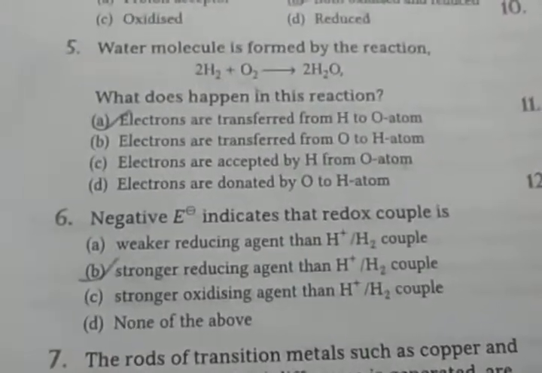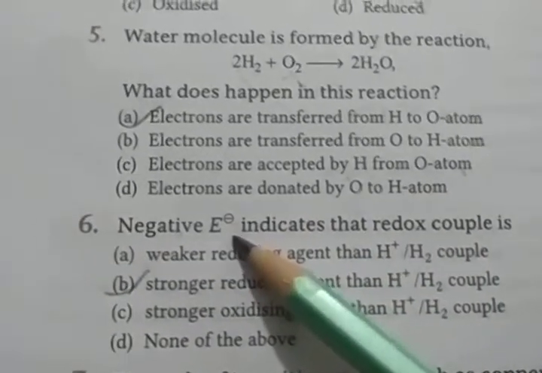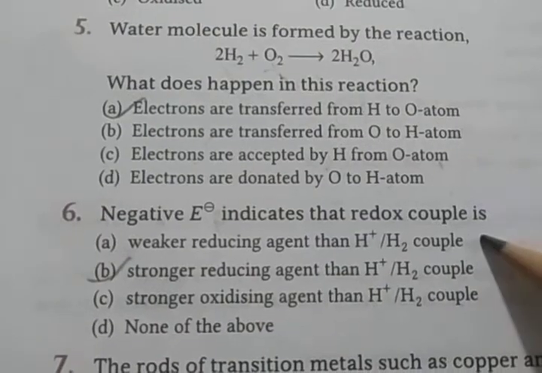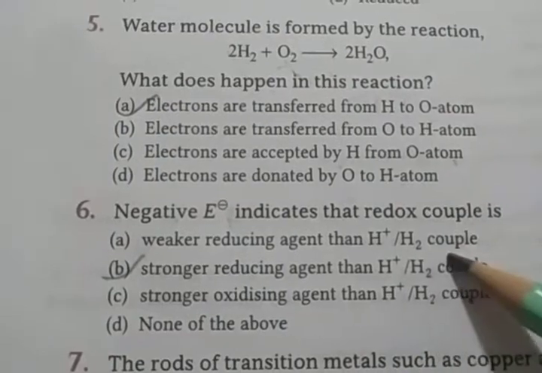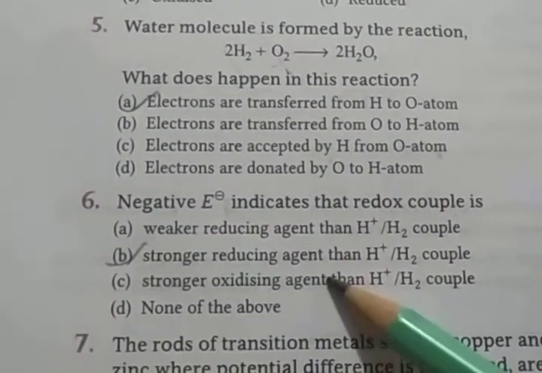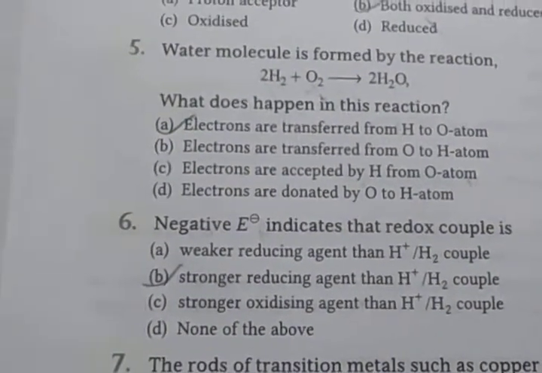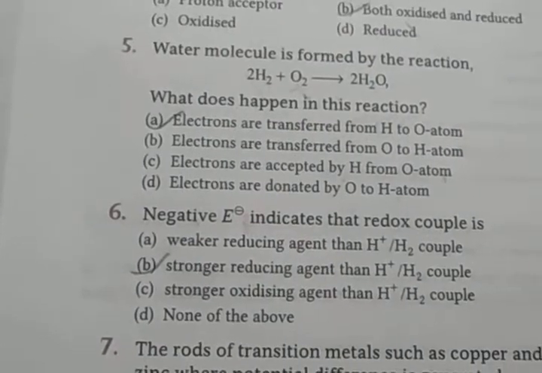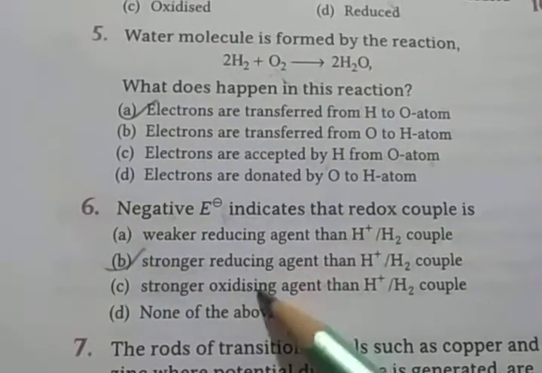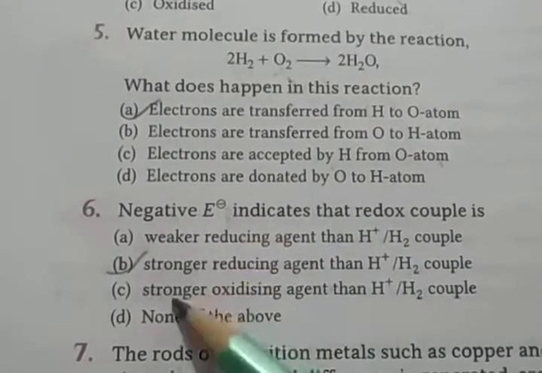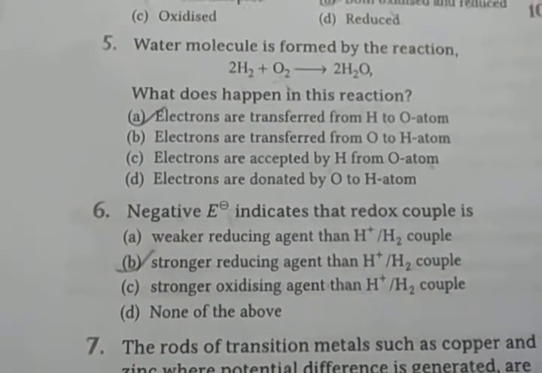Question number 6. A negative E standard potential indicates that the redox couple is a weaker reducing agent than the H plus H2 couple, or a stronger reducing agent than the H plus H2 couple. A negative E indicates that the redox couple is a stronger reducing agent, because for a reducing agent we have to indicate a negative standard potential, so that means stronger, in comparison with the H plus H2 couple, the standard hydrogen potential.